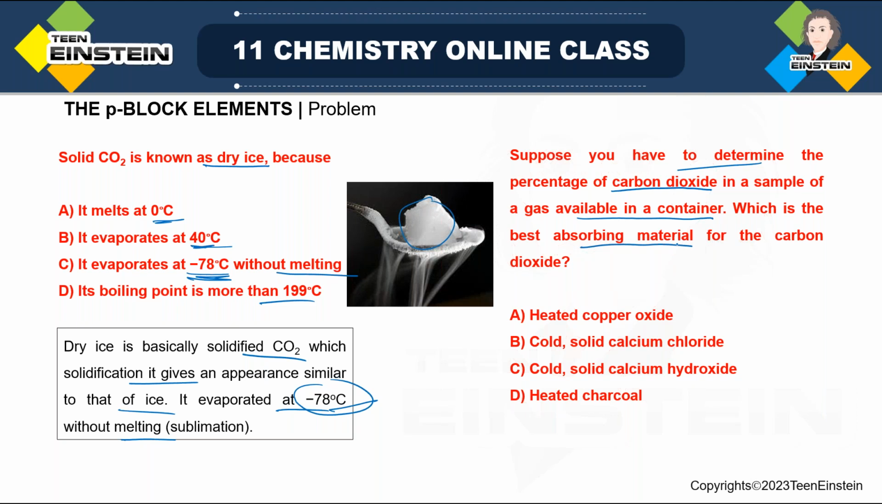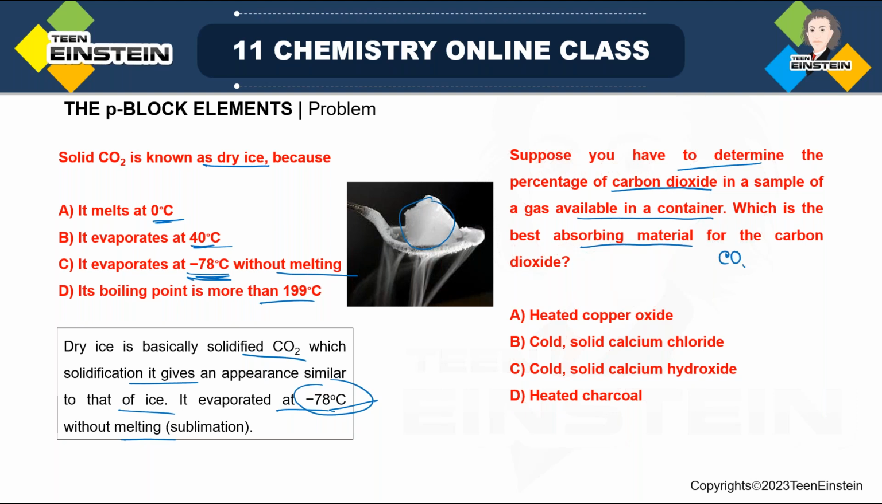Now, if you know the weight of that material before absorption and after absorption, obviously by subtraction you can understand the amount of CO2. But which material will we use? That is the question. Which is the best absorbing material for carbon dioxide? Even if you do not know this answer directly, just apply a simple logic.